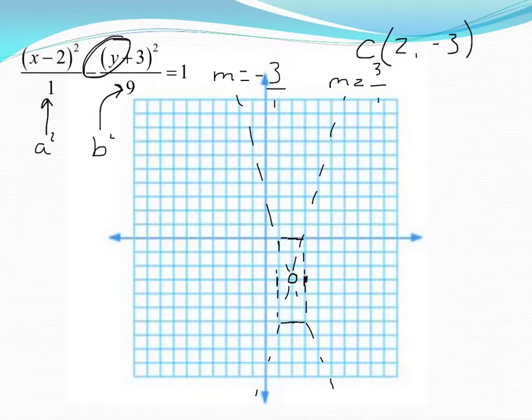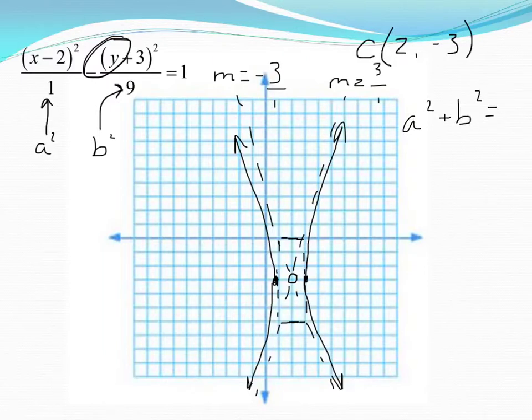So the vertices are going to be the right and left of the center, and the hyperbola will try to mirror those asymptotes. As it gets further from the center, it will get more and more linear and closer to those asymptotes. The last thing that we need to do is find our focal points by using the formula a squared plus b squared equals c squared. A squared is 1. B squared is 9, so that means c squared is 10.